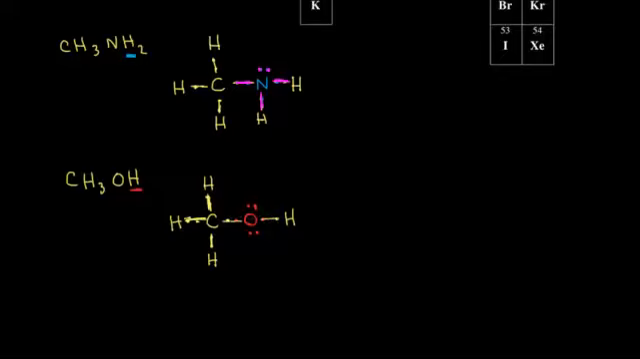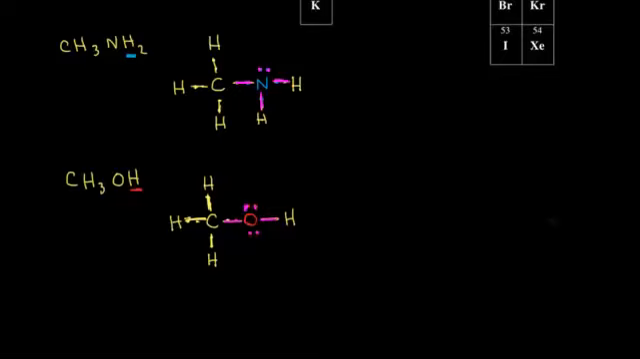Again, we can check our octet rule. So the carbon has 8 electrons around it, and so does the oxygen. So this would be 2 right here, and then 4, and then 6, and then 8. So oxygen is going to follow the octet rule.